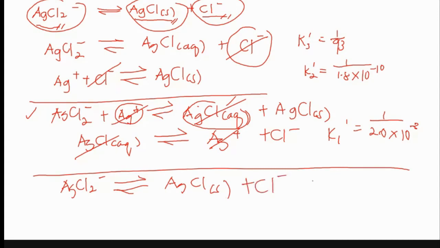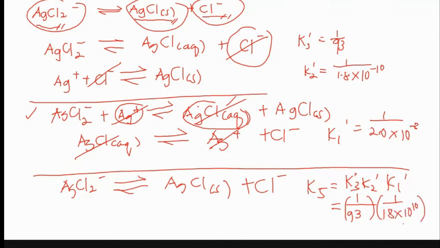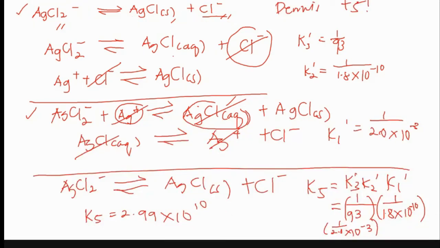So, to get the K5, we multiply K3, K2, and K1. So 1 over 93 times 1 over 1.8 times 10 raised to 10, times 1.0 times 10 raised to negative 3. Can you compute? 2.99 times 10 raised to 10, ma'am. Yes, equals 2.99 times 10 raised to 10. So that is our equilibrium constant.